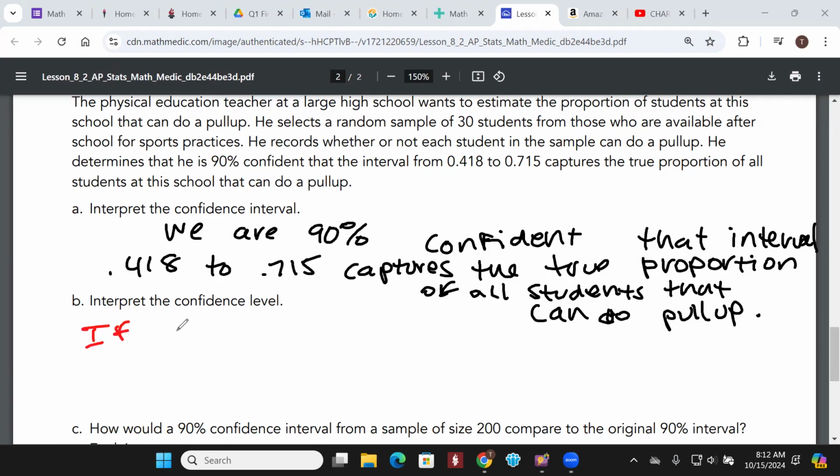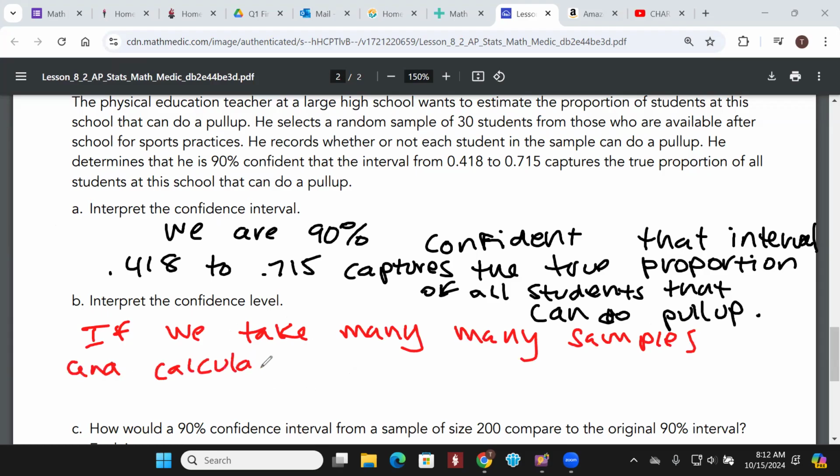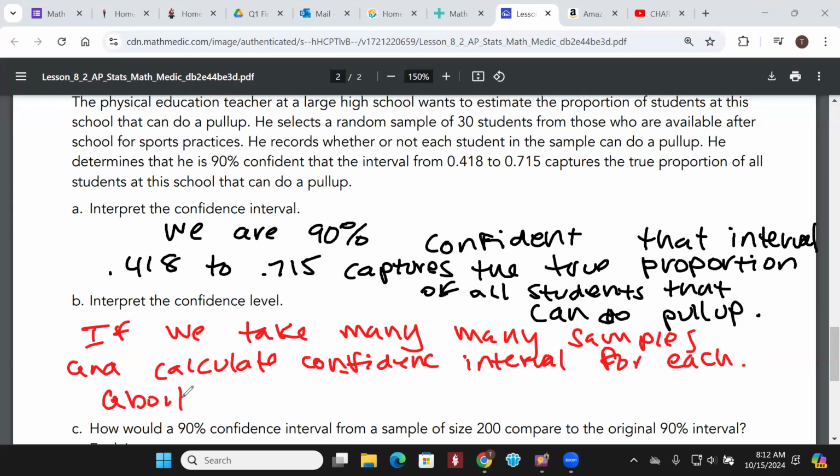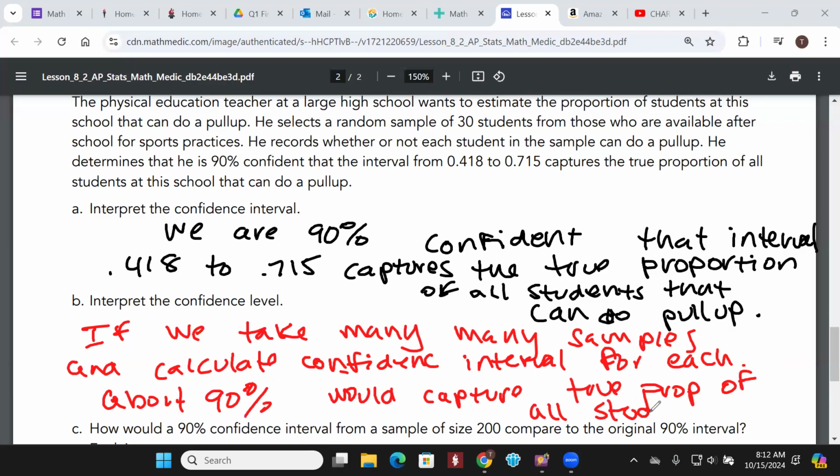And interpret the confidence level. So if we take many samples and calculate the confidence interval for each, about 90% would capture the true proportion of all students who can do a pull-up. Sorry, I got a little lazy at the end. Who can do a pull-up?